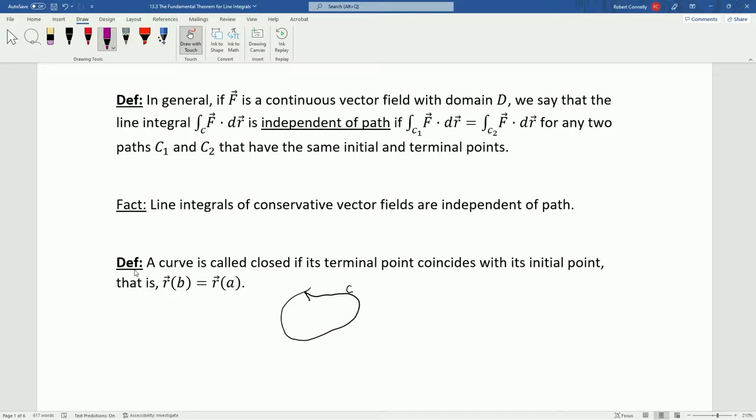Okay, so definition here, a curve is called closed if its terminal point coincides with its initial point, that is, r of b equals r of a. So here in this picture, that's what we've got here. This is our starting point, but it's also our ending point. So you go around the curve and you end up at the same spot.